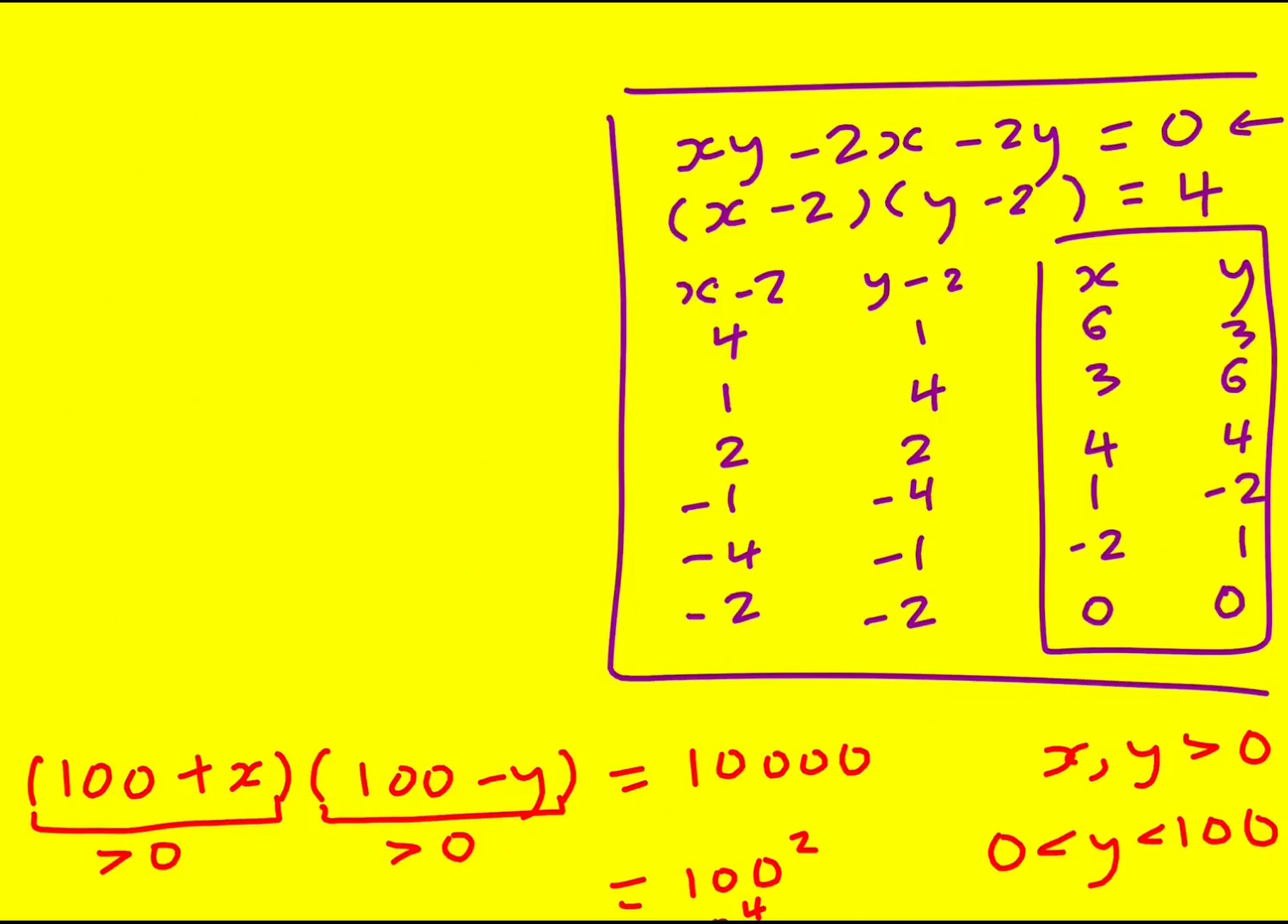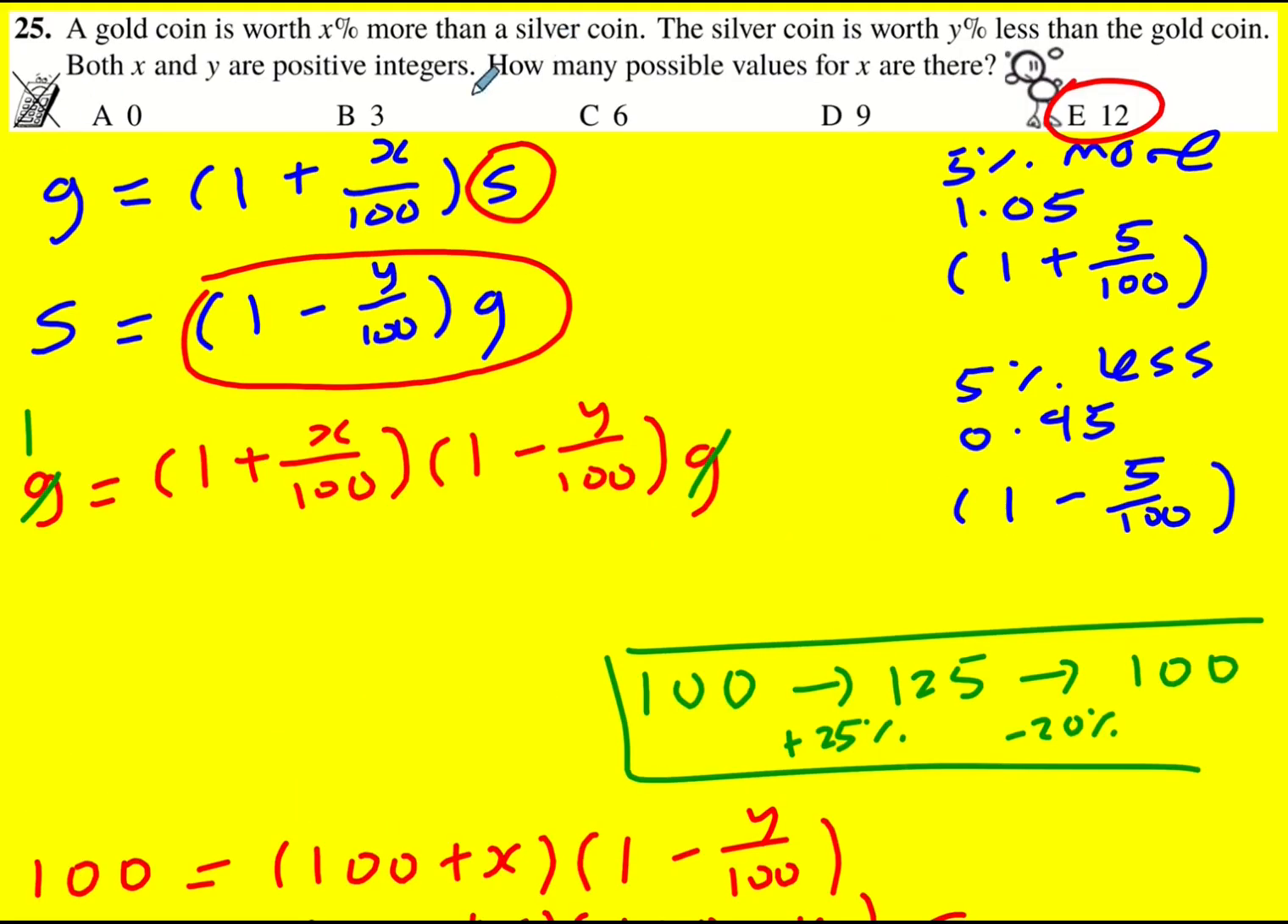So of course it does relate back to the gold coins and the silver coins, but it's more of a general idea that you can apply. Increasing by a percentage and decreasing by a different percentage gets you back to the start. These are all the different ways you can do it, where x and y are whole numbers. Brilliant.